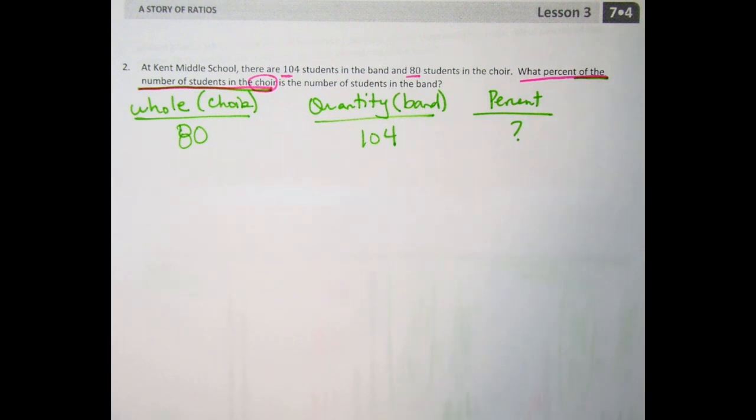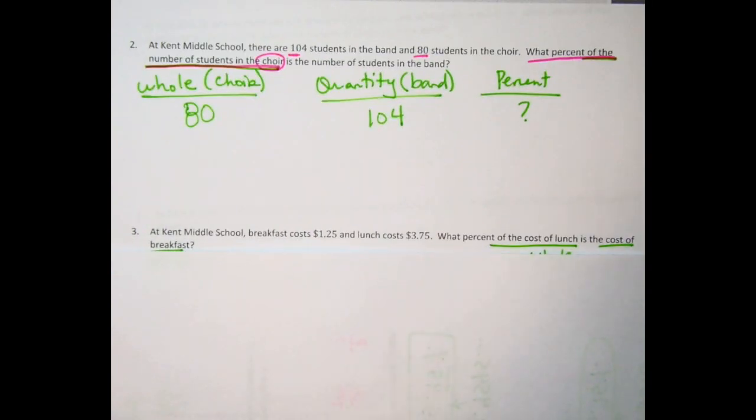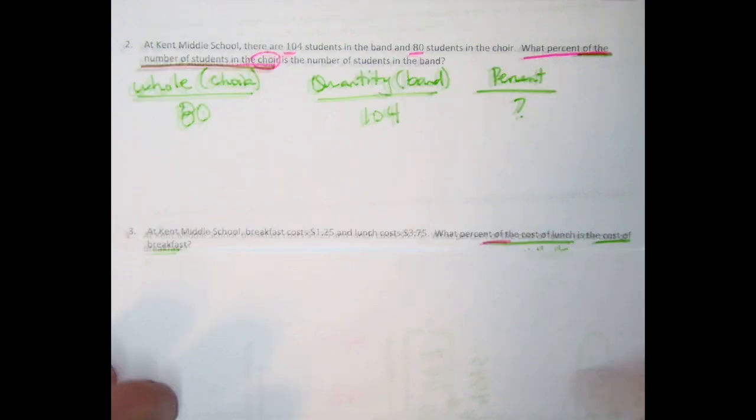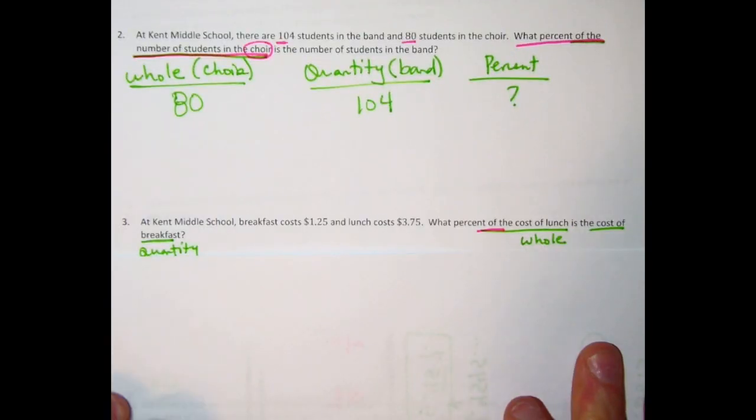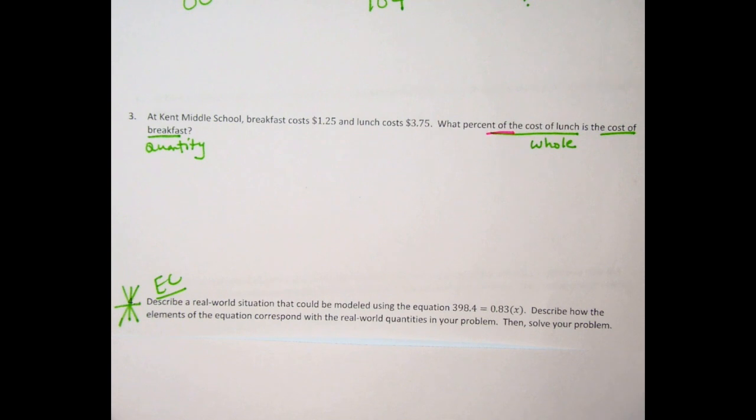For the next one, at Kent Middle School, breakfast costs $1.25 and lunch costs $3.75. What percent of the cost of lunch, right there we have our whole, is the cost of breakfast? Breakfast is our quantity, right there. And lastly, we have an extra credit problem. So you are going back and doing 1, 2, and 3. If you're ready to do that, please go do that now.